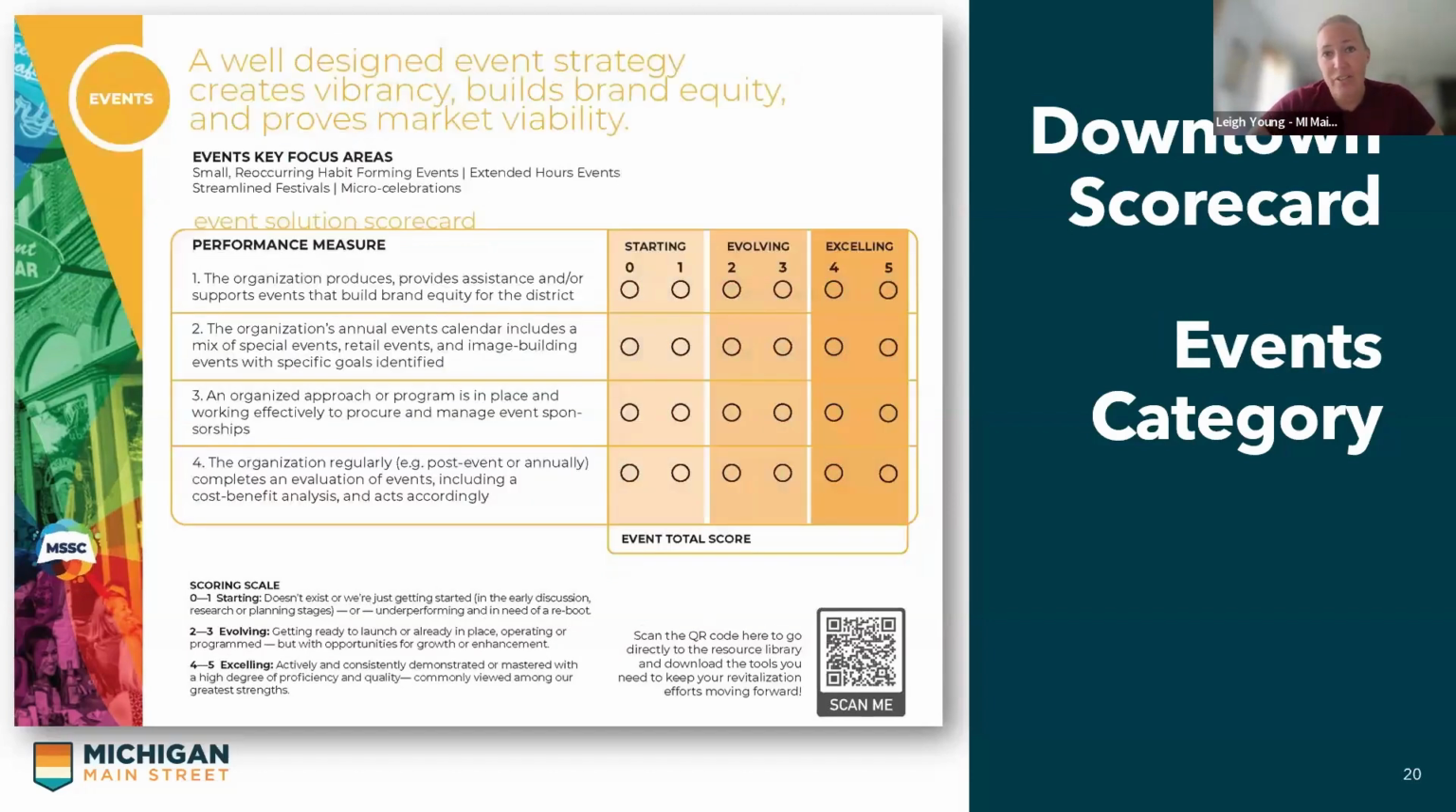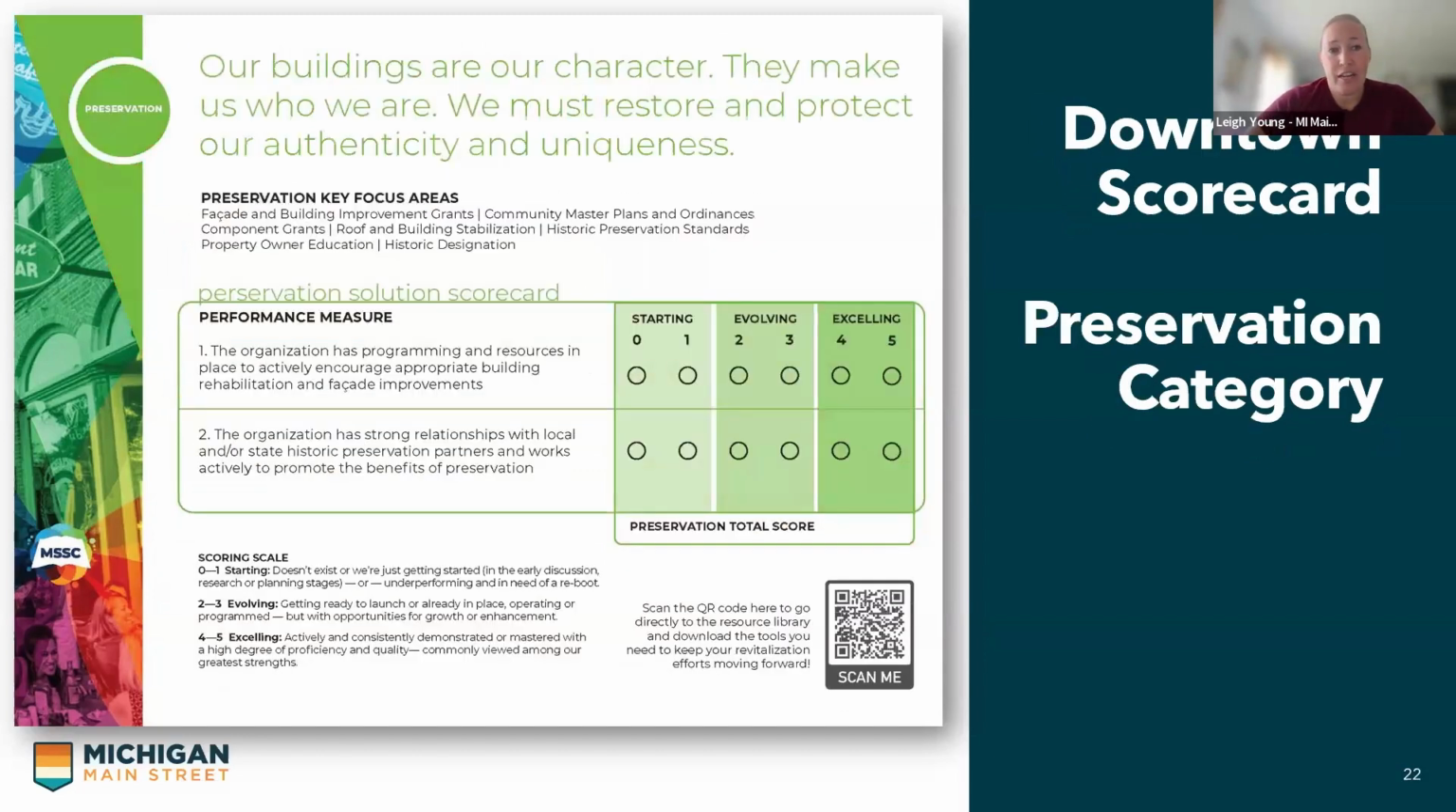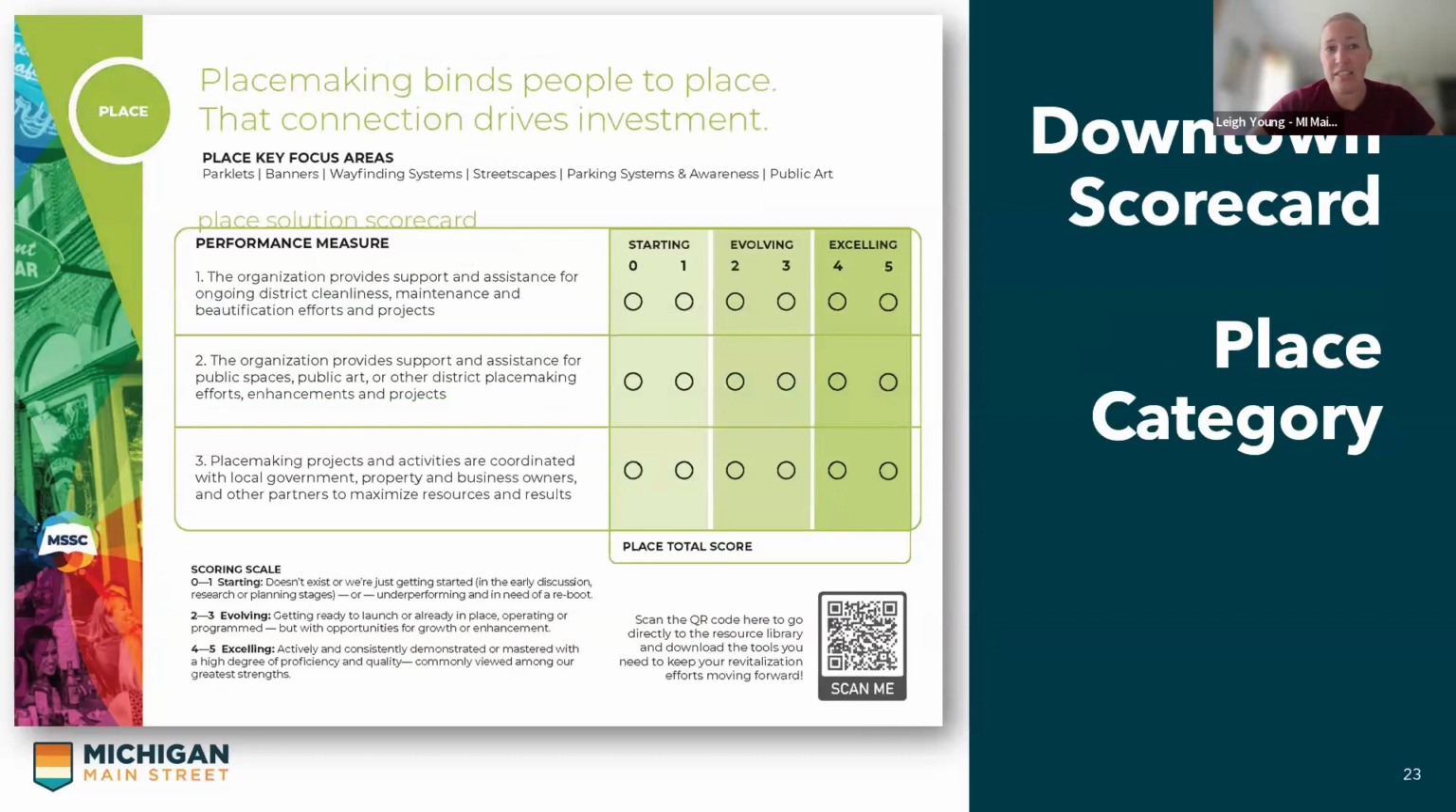Next is the events category. So this would fall under the promotion point of the Main Street 4-point approach. This allows communities to understand their event strategy and to make sure that their events are driving economic impact. Marketing is the next, also falls under the promotion point. This really shows best practices for communities in terms of marketing and promotion, but also social media usage and different communication tactics. For the design category, we've broken it down into preservation, which has several preservation performance measures, but then also place, which has several place-based performance measures for communities.